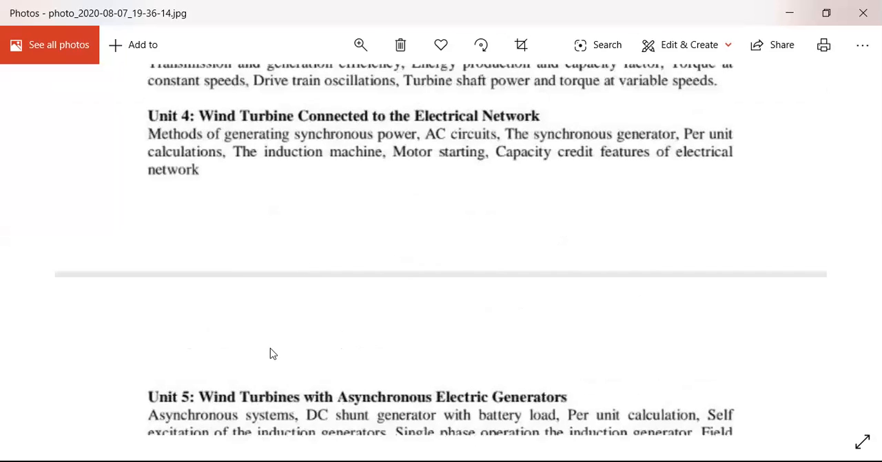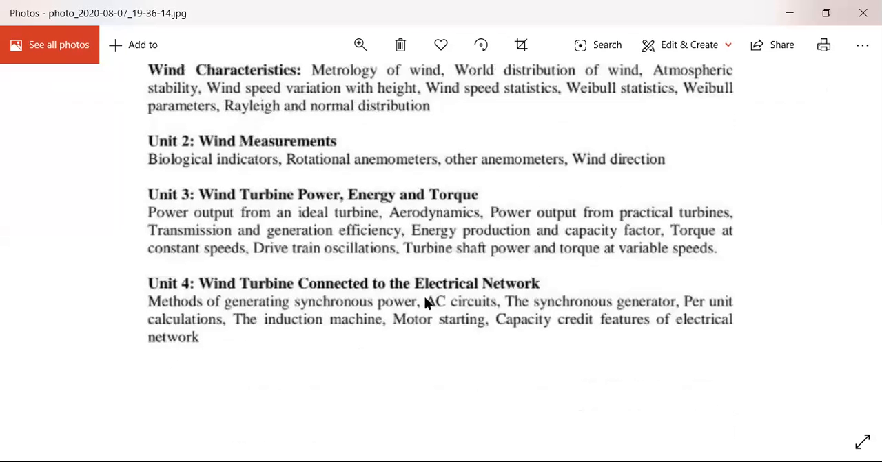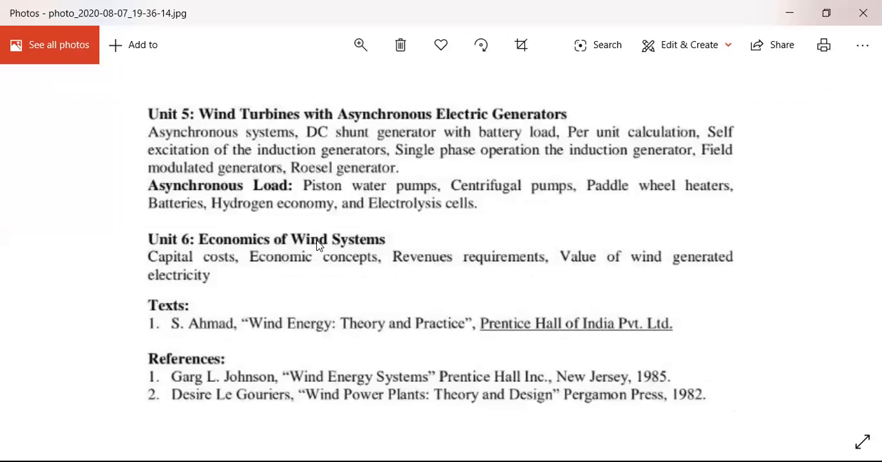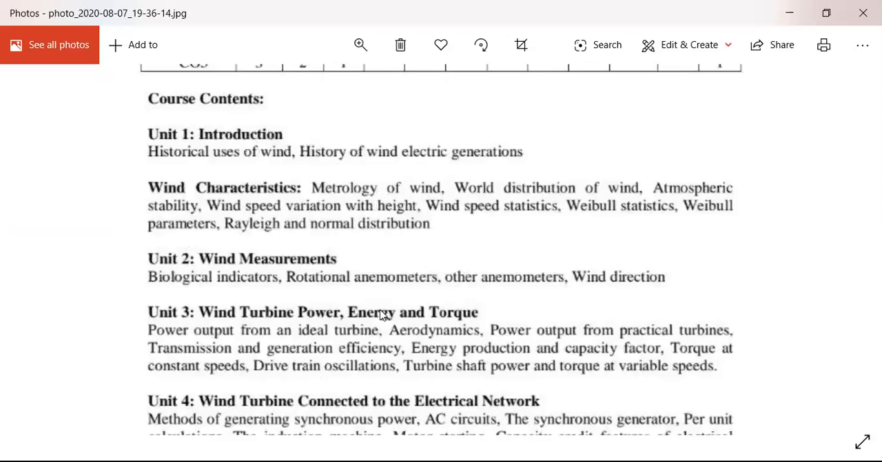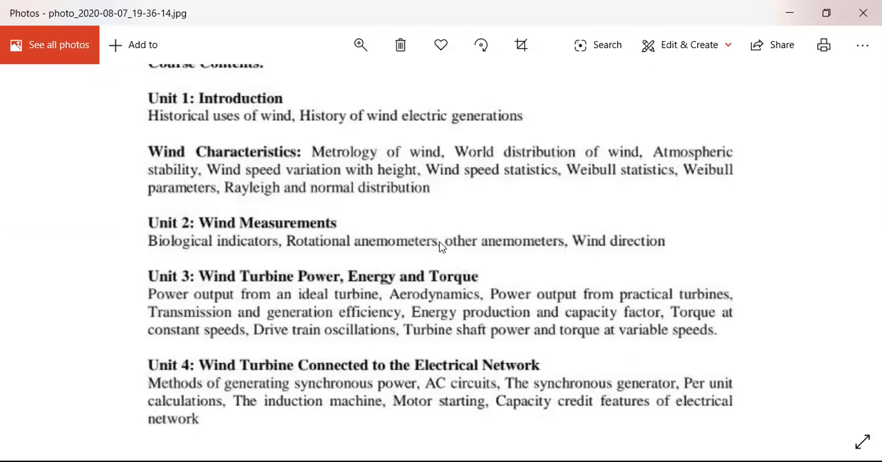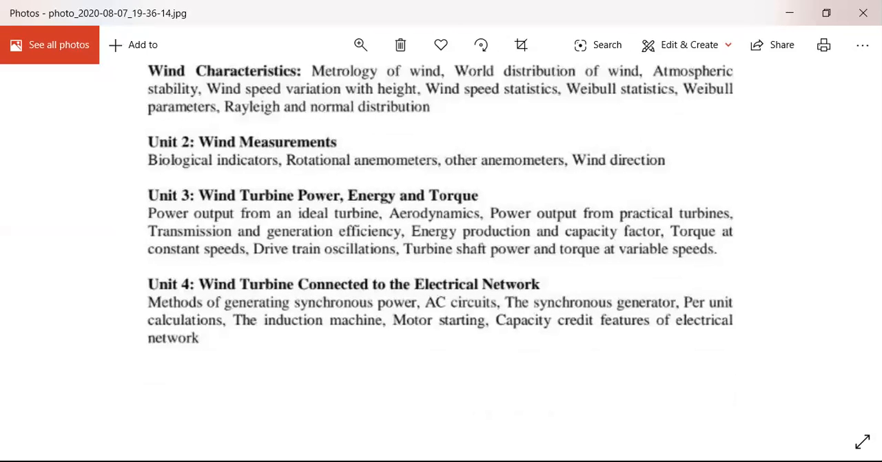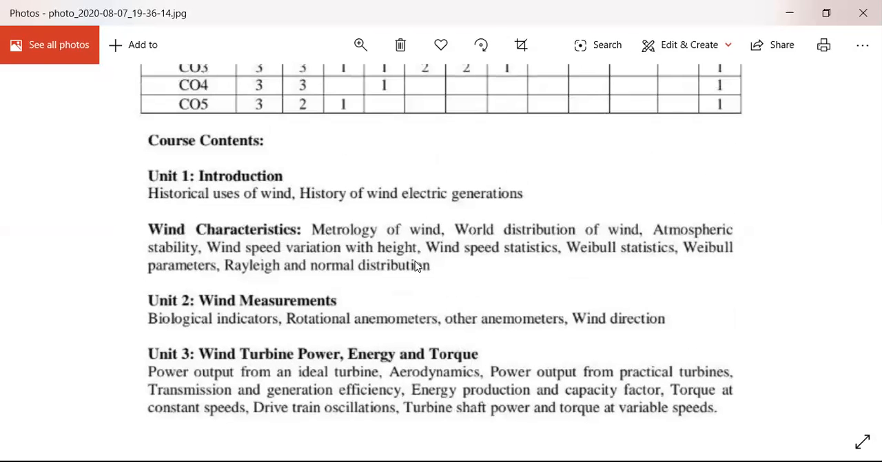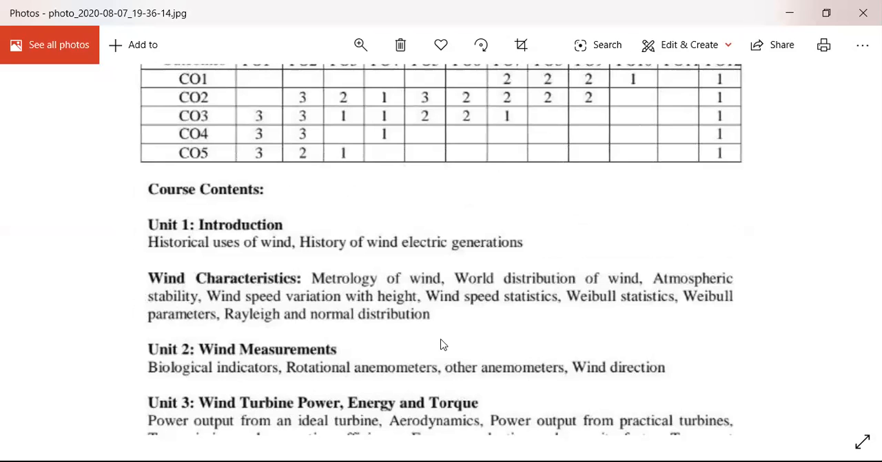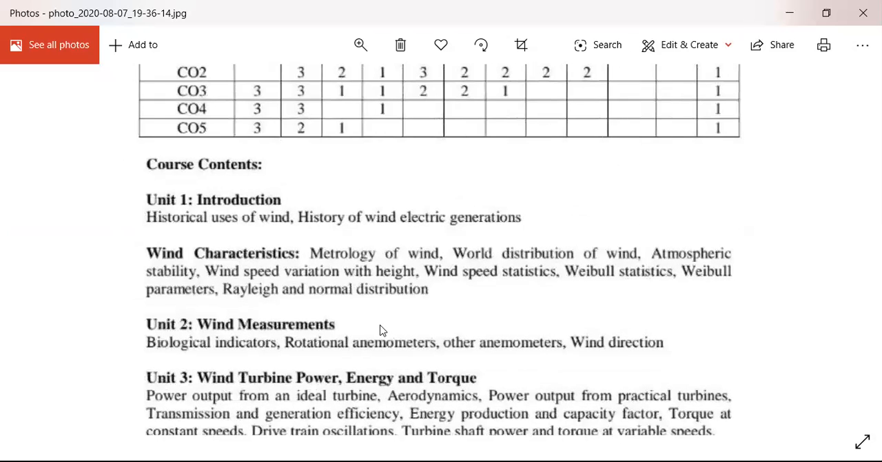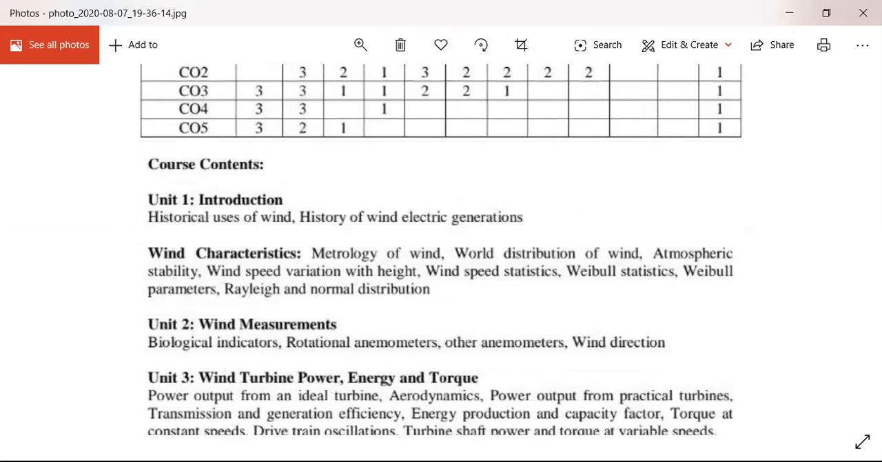So basically, all 6 units are theory units. There is no numerical. Some parts like wind measurement and economy include some small numericals, like payback period in the case of the economy of the wind system, and in wind measurement some speed measurement and power capacity measurements. Okay, so this is all about your syllabus. Now today we are going to start your first unit, that is the introductory part of wind power generation and wind characteristics. So here I will share the screen.